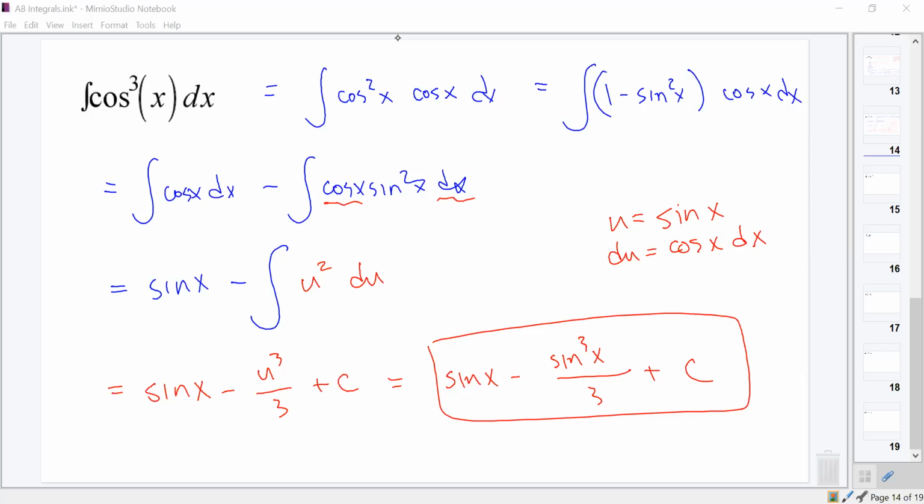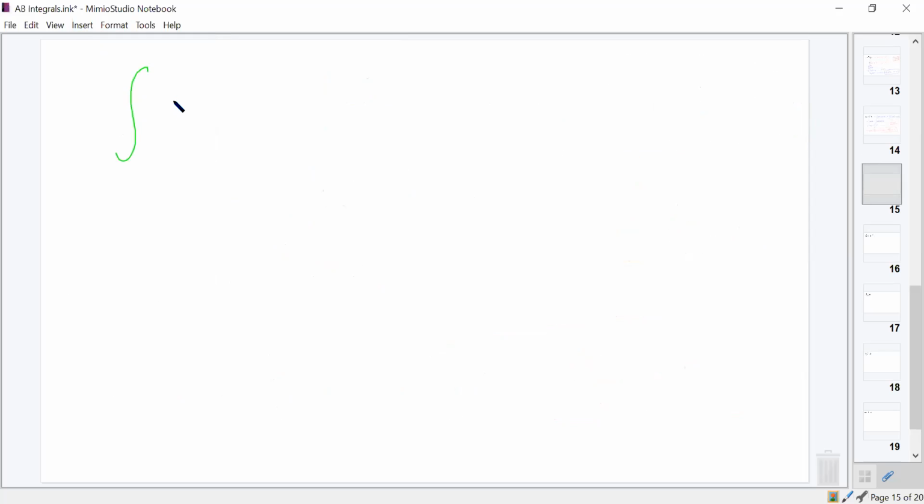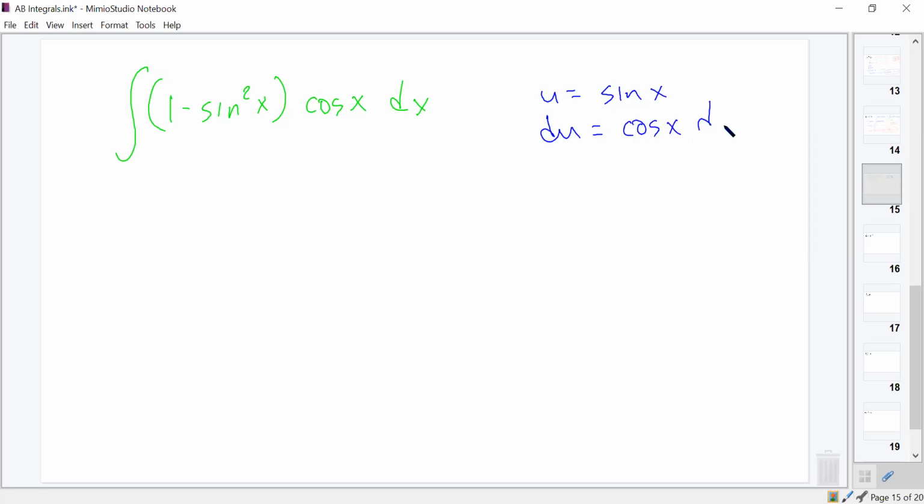All right. I want to go back to right here before we separated it into two different functions. Okay. So real quick, I'm going to do this on a new page. We had 1 minus sine squared x times cosine x dx. And right here at this point, we could have also, instead of separating it, made the substitution that u is equal to sine x with du equal to cosine x dx. Because that would just give us an integral of 1 minus u squared du.